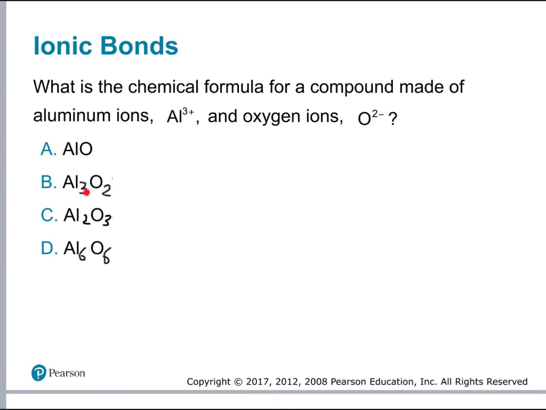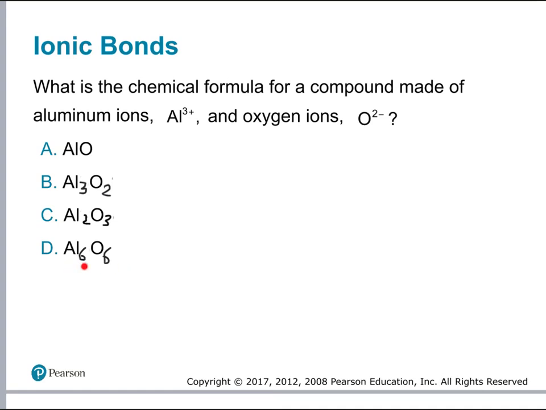What about this? I'd have 2 aluminum ions, so that would be 2 of this with 3 positive charges each, so that would be plus 6 positive charge. And then I would have 3 oxygen ions, and so that would be 3 oxygens each with negative 2. That would give me minus 6. So here I'd have a plus 6 charge, here I'd have a minus 6 charge, so this one is one that can work. What about this last one?